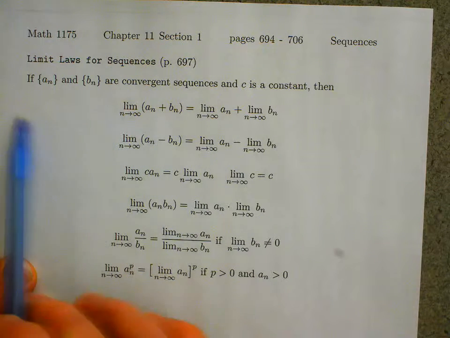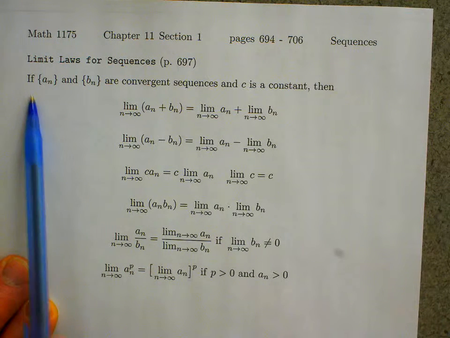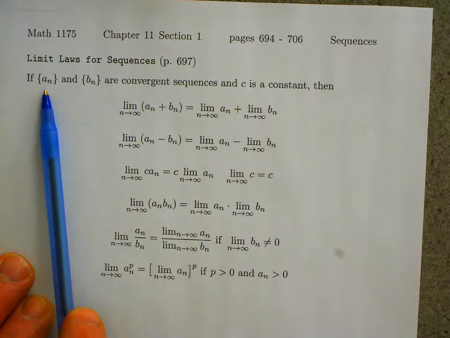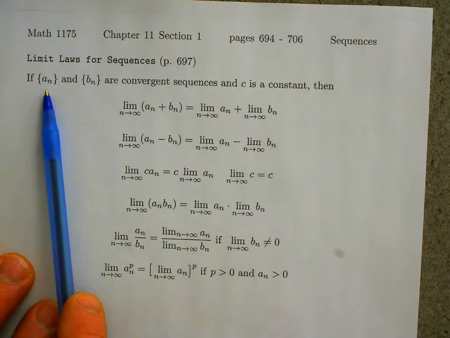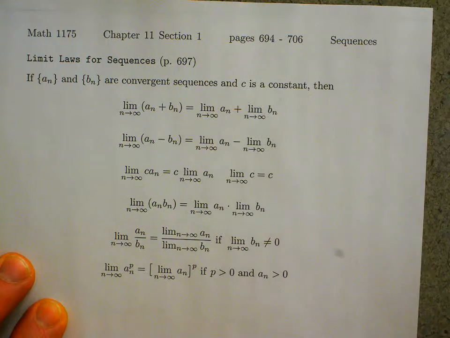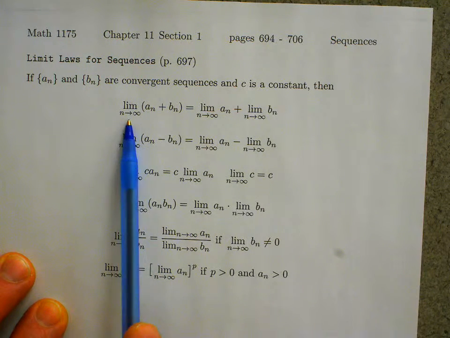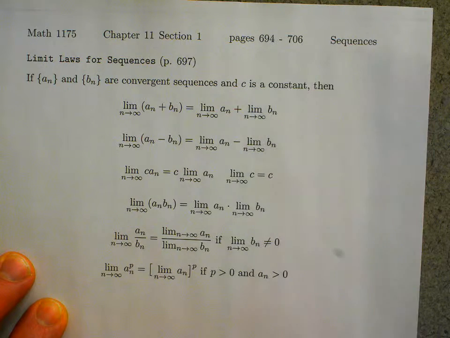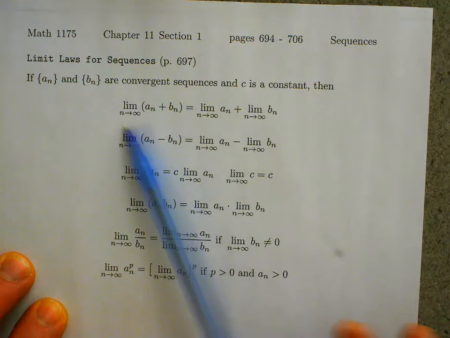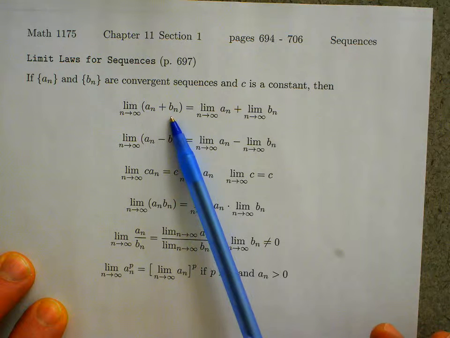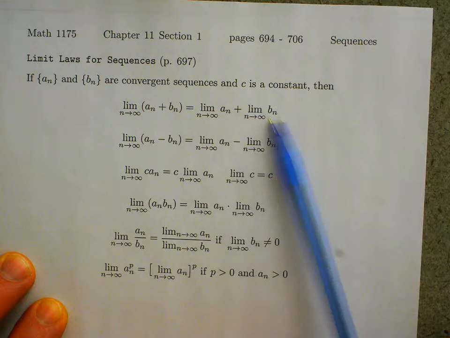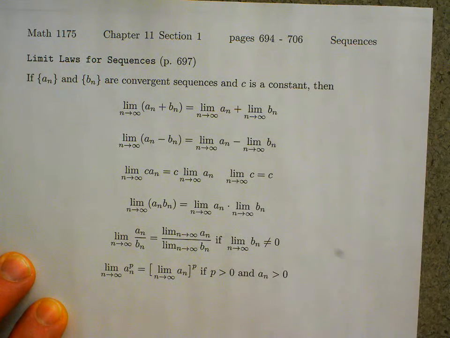So this pretty much mimics what you learned in Calculus 1 for limits. If these two sequences, a sub n and b sub n, are both convergent, and if c is a constant, then we can form a new sequence by adding those two sequences. The limit of the sum of a sub n and b sub n is equal to the limit of a sub n plus the limit of b sub n as n approaches infinity.